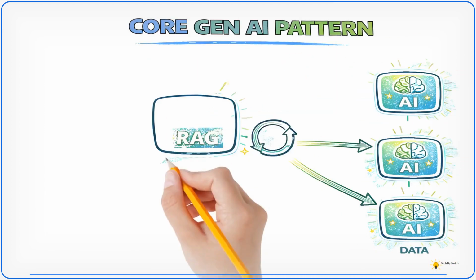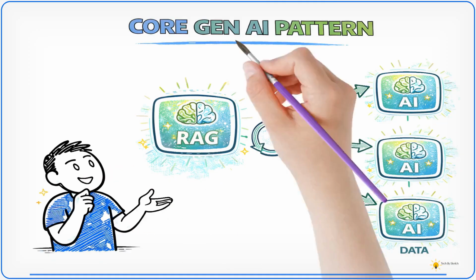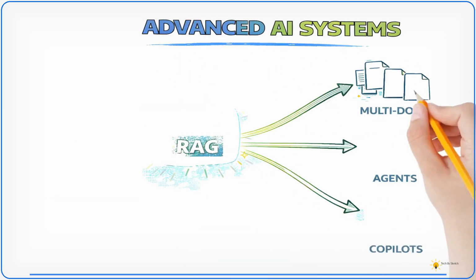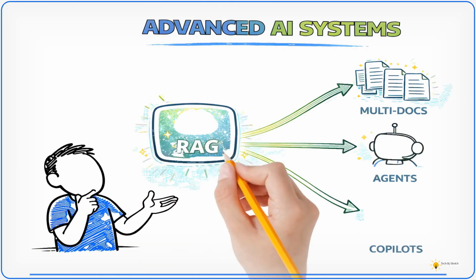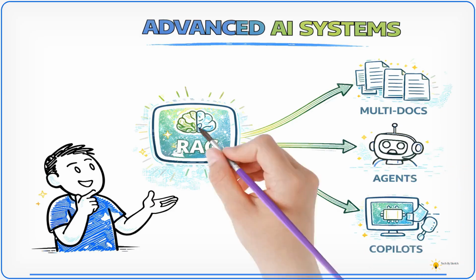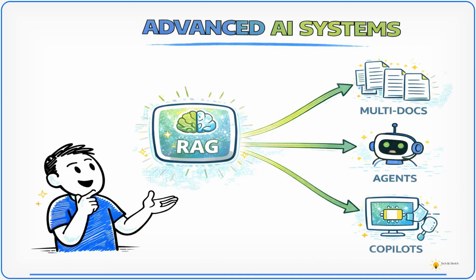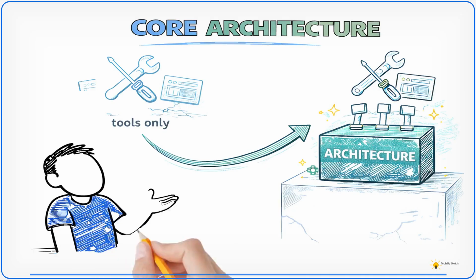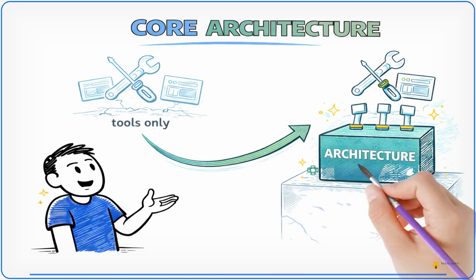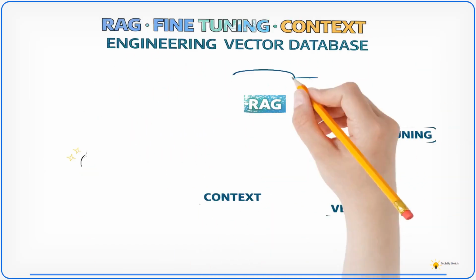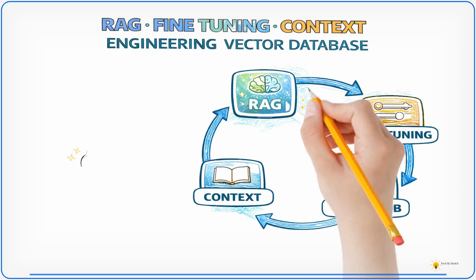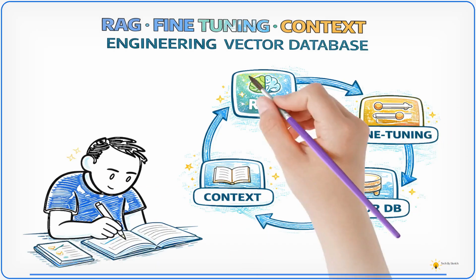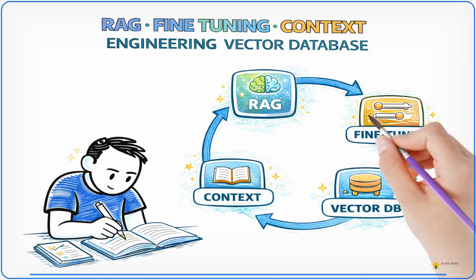It is a core generative AI pattern used across multiple solutions in modern systems. You can extend this into advanced AI systems, multi-docs, memory, agents, and co-pilots. Endless possibilities. Focus on the core architecture. Tools will change over time, but concepts will stay. Revise concepts like RAG, fine-tuning, context engineering, and vector database from previous videos before moving ahead. These are your real foundation.